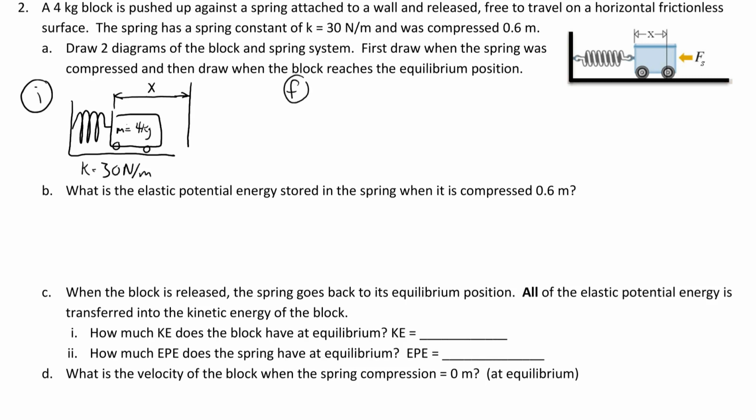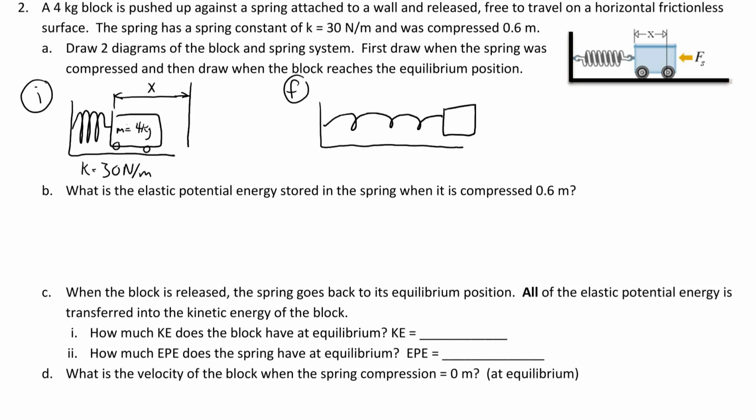The final situation that they talk about, it says to draw when the block reaches the equilibrium position. So you're pushing on this spring, and then you let go, and the spring pushes you back to the equilibrium position. So now it's making the cart move. It's giving the cart kinetic energy. So I'm going to try to make it this distance. That spring length should be about that long now. 1, 2, 3. Pretty good.